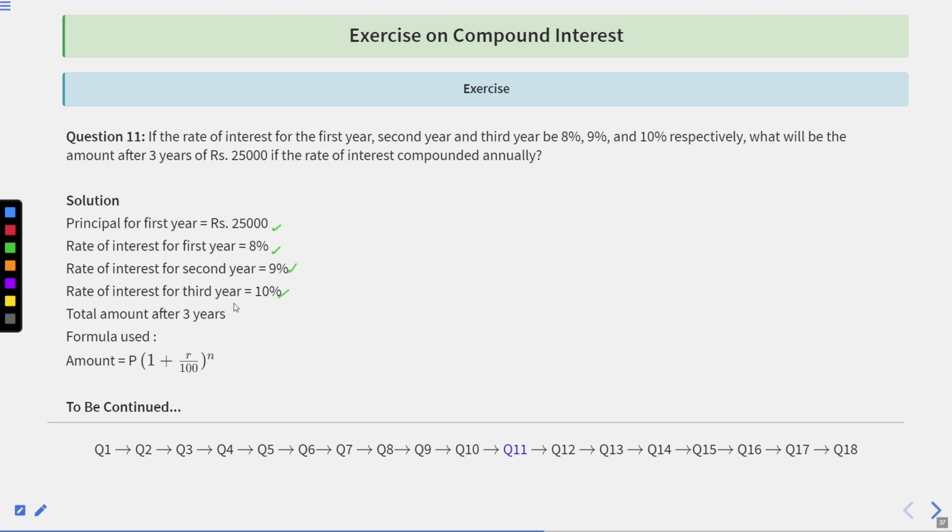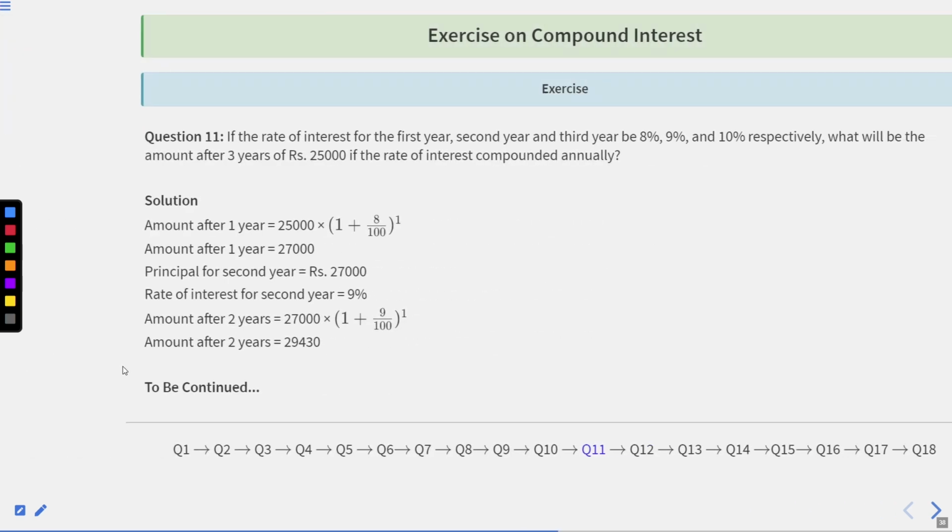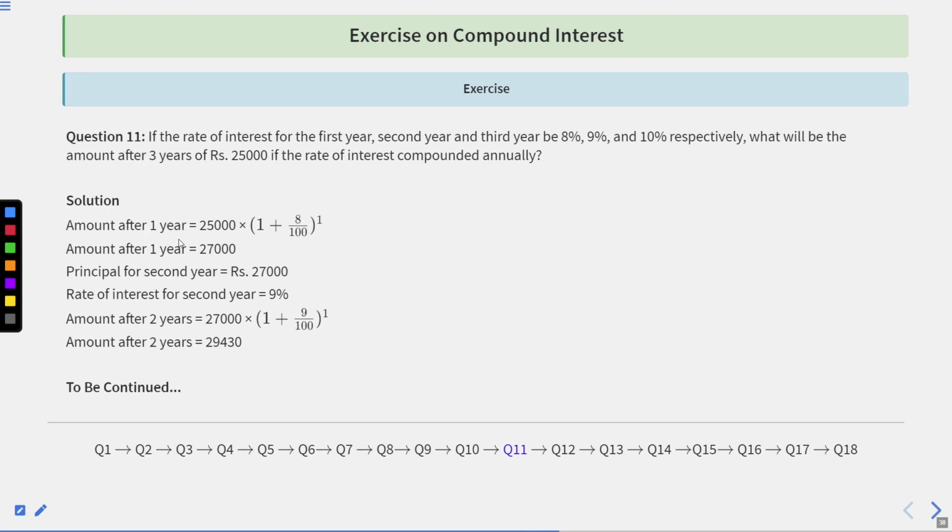The total amount after 3 years will be, formula used here is amount equal to principal into 1 plus r upon 100 to the power n. So the amount after first year will be 25,000 into 1 plus, how much is the rate? 8%, that is 8 upon 100 to the power 1. So the amount after first year will be 27,000.